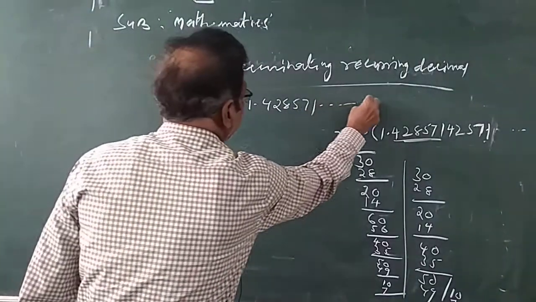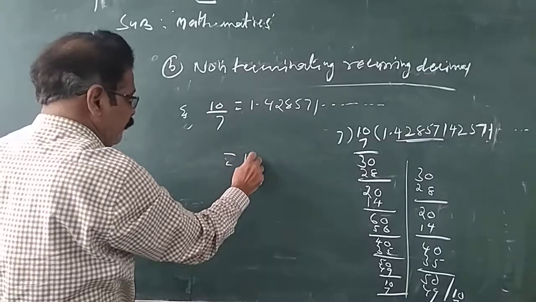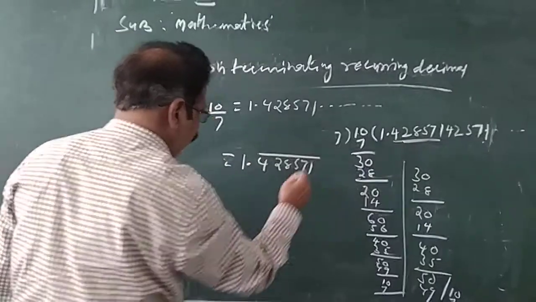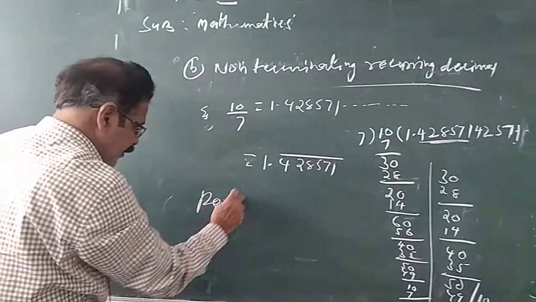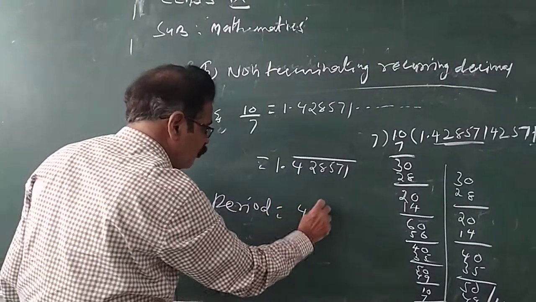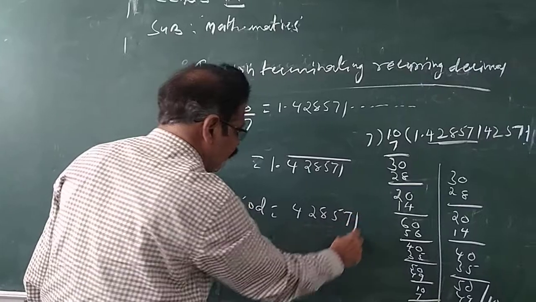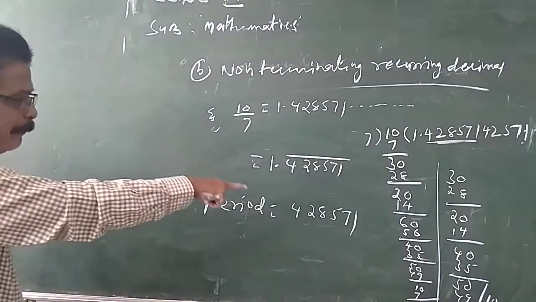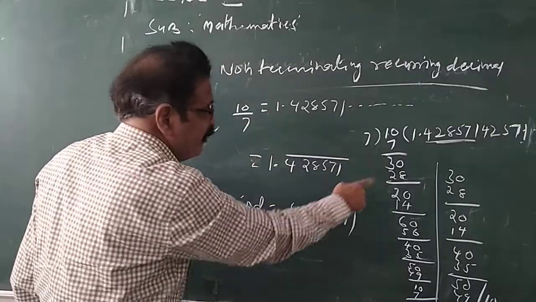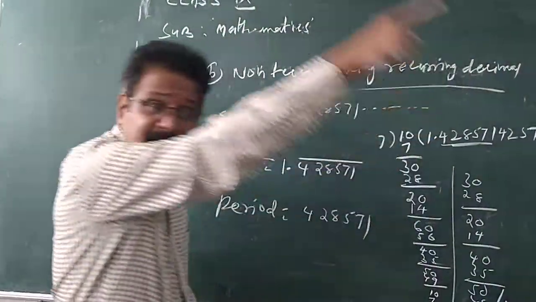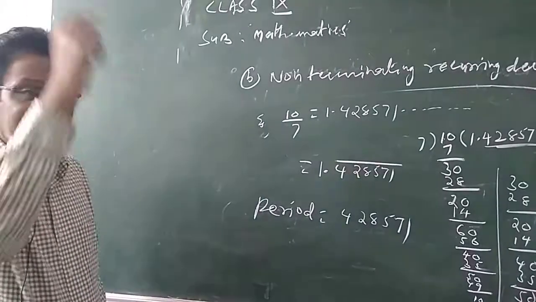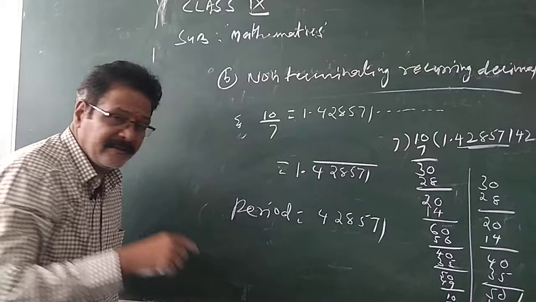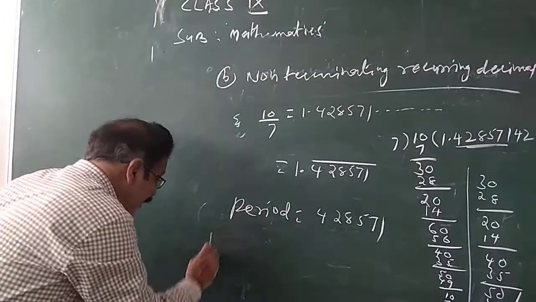So over that we will keep the bar: 4 2 8 5 7 1. Over that keep the bar. So what is the period? Here the period is 4 2 8 5 7 1. In the quotient after the decimal, whatever digits repeat, that is called the period. So that is repeated. Such a decimal is called a non-terminating recurring decimal. The digits which repeat are called the period.